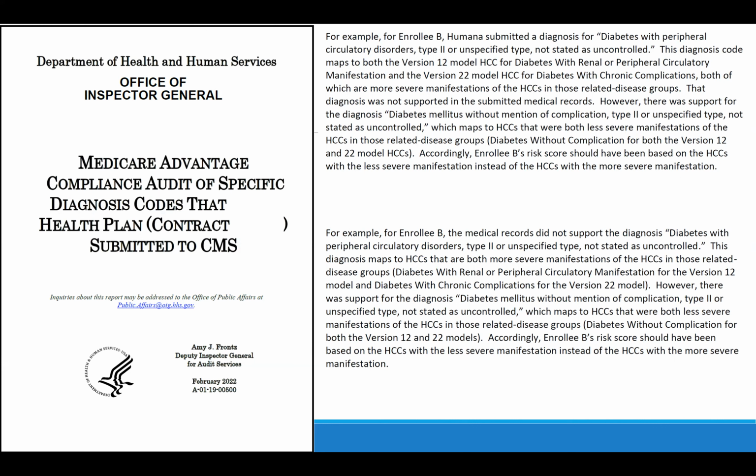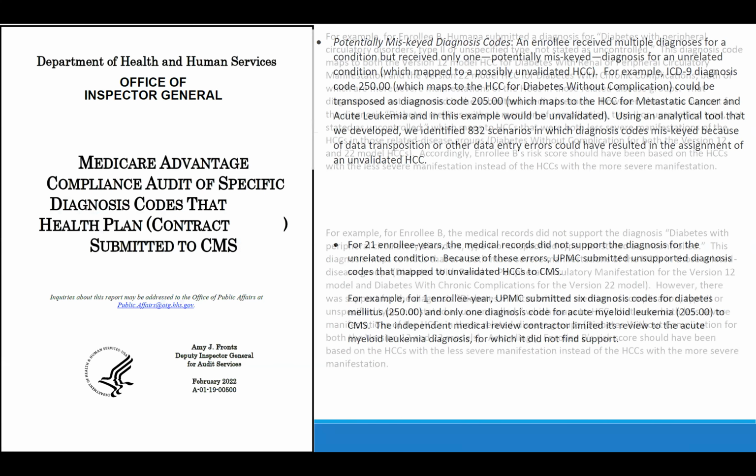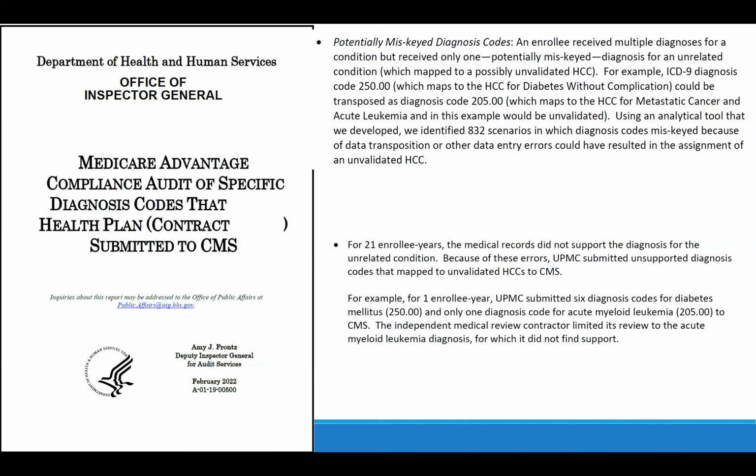So, for example, here's another one. Diabetes peripheral. Is this the same one? Oop, I think I might have included the same. Why can I not get my cursor? Okay. I can't. Does anybody see my cursor moving? I can't even find my cursor.